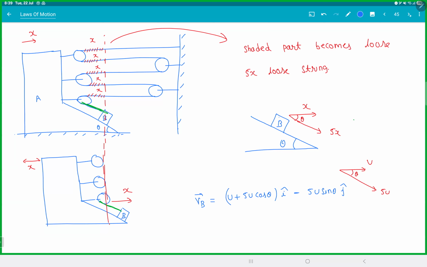Any other doubts? Anyone not convinced with this? Anything that you're confused about? Ovia? Sir, I took the V along the incline, so I got 5u plus u cos theta. But then what about the u sin theta? If you're taking this u component, then if you take u this also, there'll be u sin theta also.